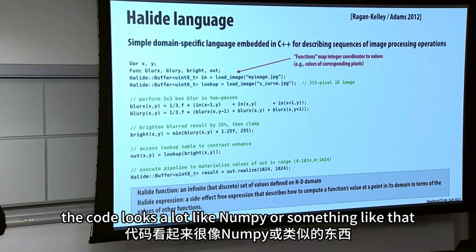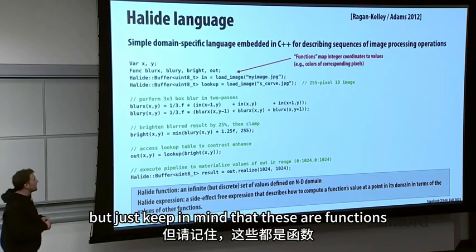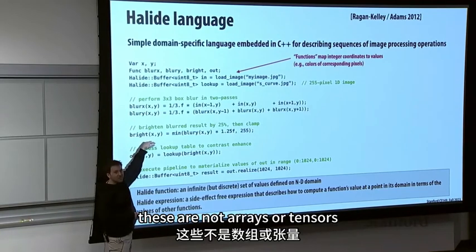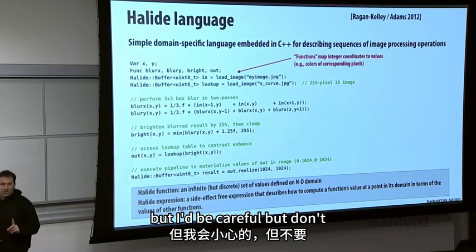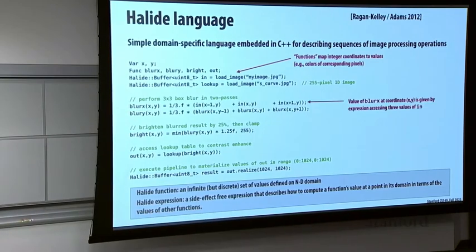So in some sense, the code looks a lot like NumPy or something like that. But just keep in mind that these are functions. These are not arrays or tensors. You can think about them as such, but I'd be careful, but don't. Okay.